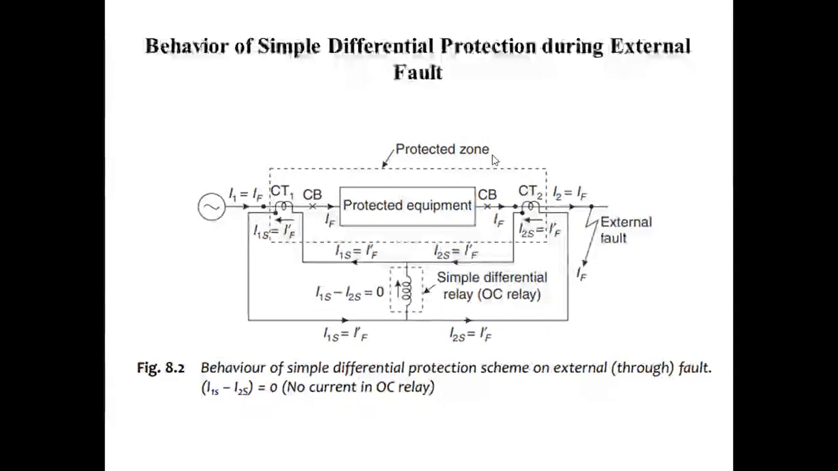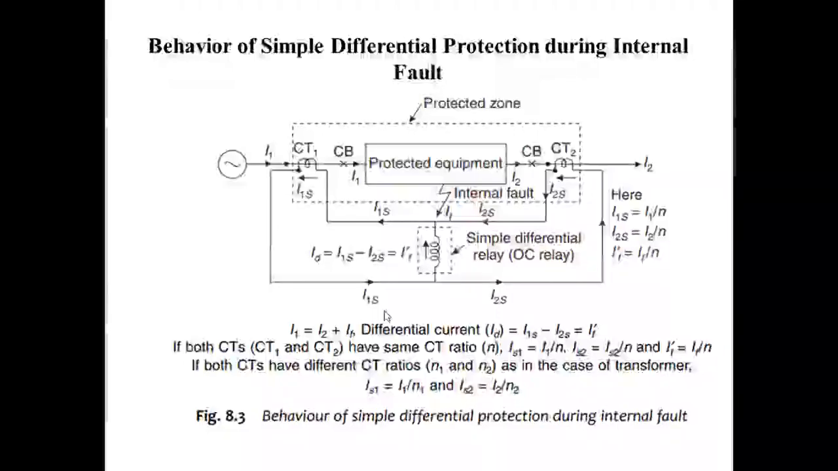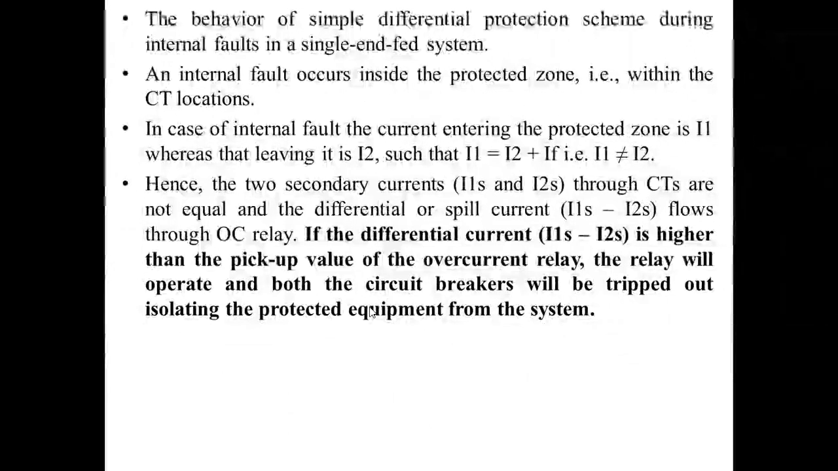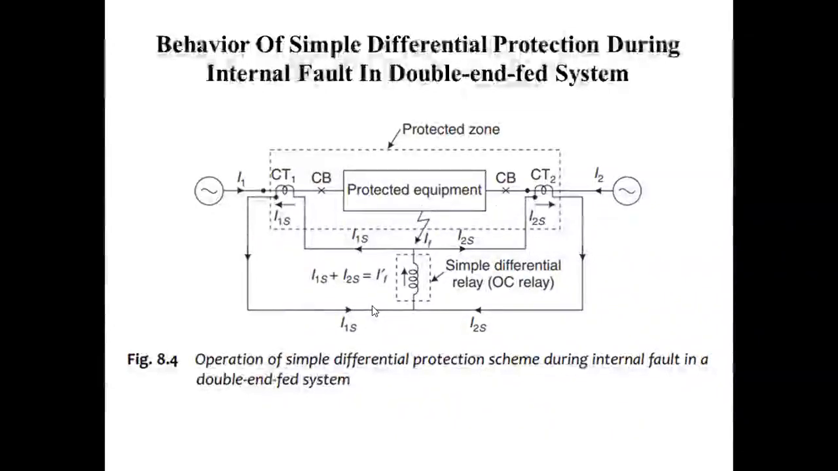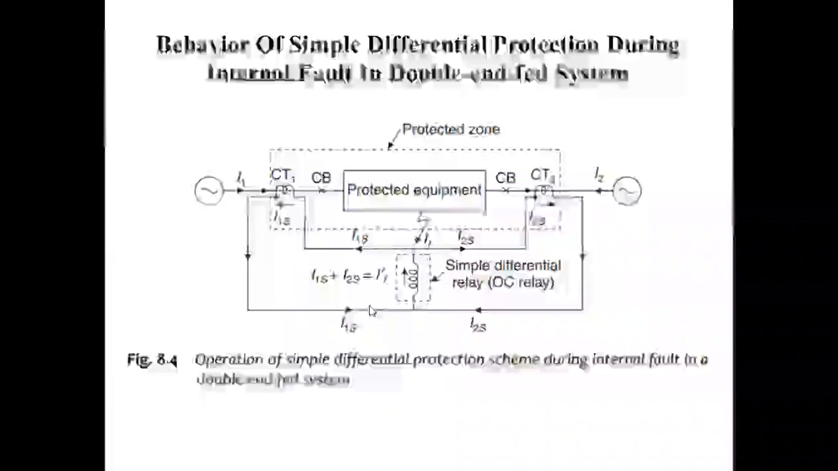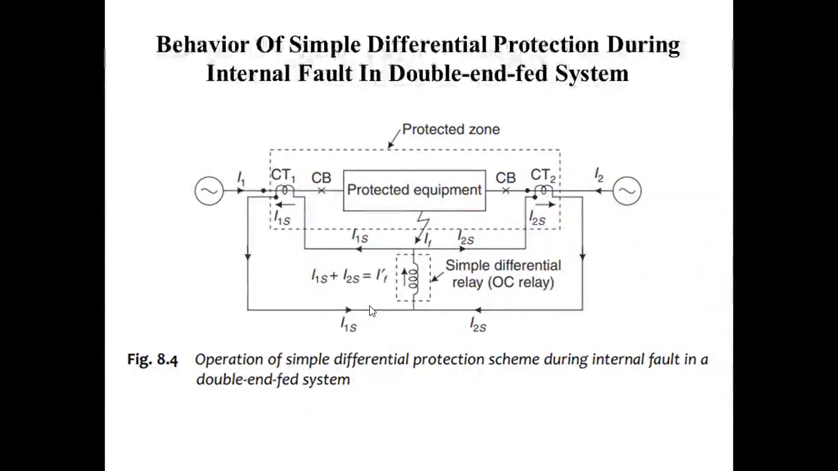This drawback is eliminated by using the next type, the percentage differential relay. The advantage of the percentage differential relay is that it operates only when the system is in an internal fault condition. For an external fault or healthy condition, this type of relay does not operate. So we will discuss the percentage differential relay in the next section.